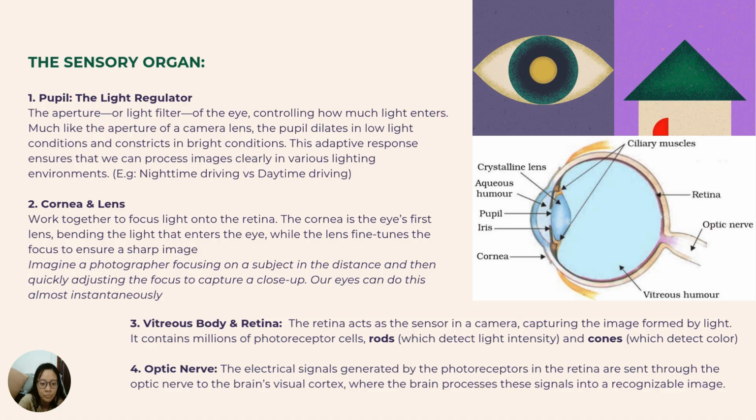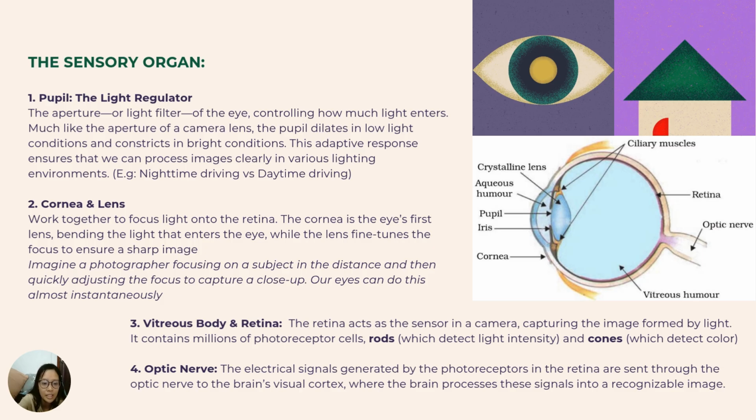For example, the focusing system of the eye is so precise that it allows us to switch between objects at different distances. Consider a photographer focusing on a subject in the distance and then quickly adjusting the focus to capture a close-up figure. Our eyes can do this almost instantaneously, adjusting for near or far distance right away, which is the key for capturing clear images in everyday light.